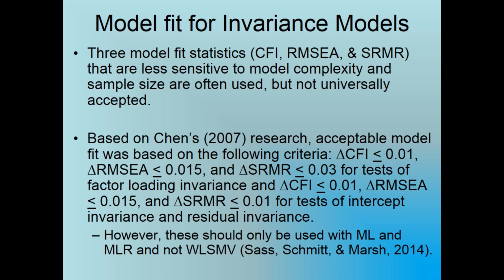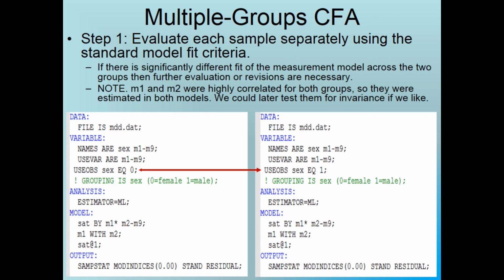Step 1 is fairly easy to do with Mplus. You follow the exact same process we had in class previously. There's only one minor difference. In this case, we're going to analyze the model fit and evaluate the factor loadings and other parameter estimates for each group separately. On the left-hand side, we're going to look at only females, and on the right-hand side, only males.